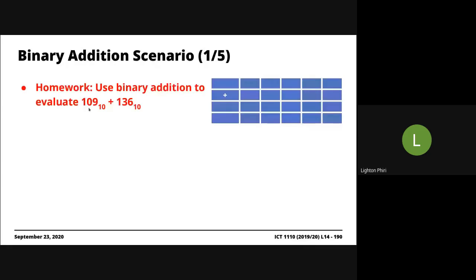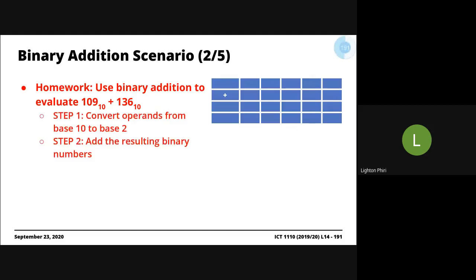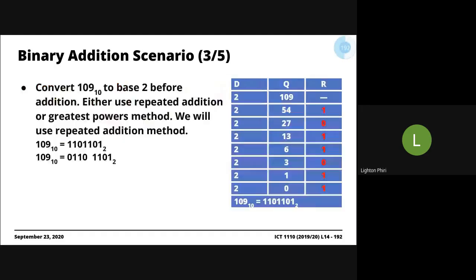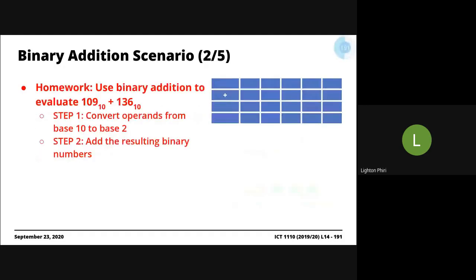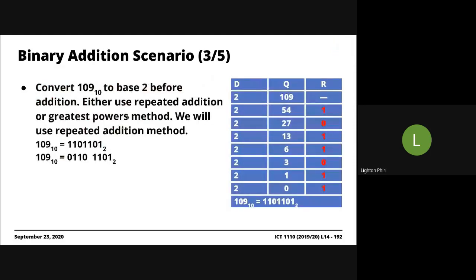You're converting 109 into binary, just repeatedly divide by 2, and then you'll come up with the answer. Oh, and there's a solution here, actually. I didn't know. So you convert your 109 to base 2 using repeated division. This is second nature now, where you repeatedly divide 109 by 2, and then you come up with this answer here, 1101101, right? And then you convert 136 as well to base 2.